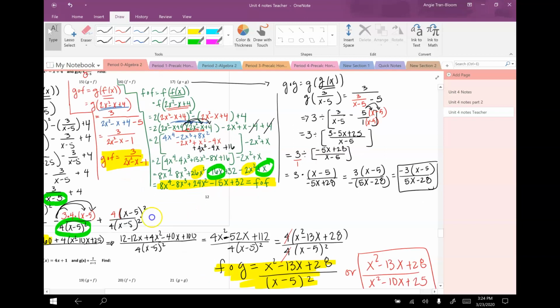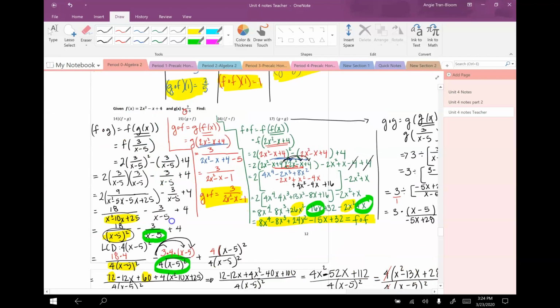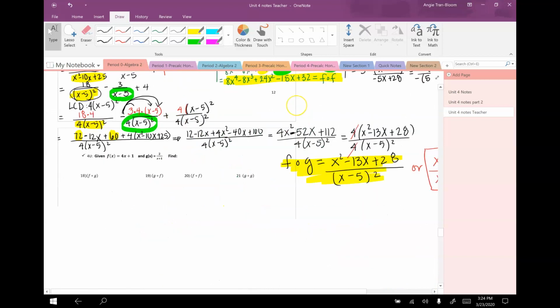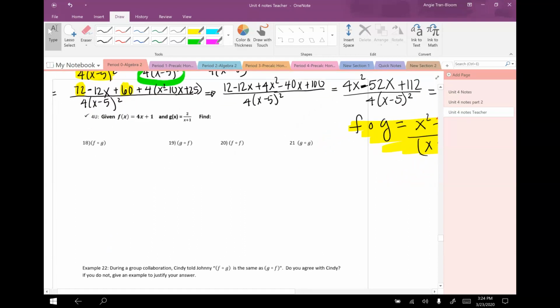So those are the examples 14, 15, 16, and 17. Okay, now we have one last check for understanding here. This again, check for understanding is supposed to be when you do it, and then in the next video we will check it again. Okay.